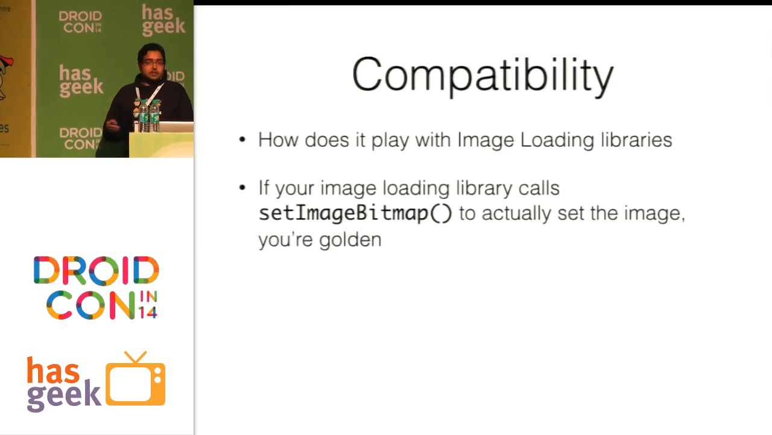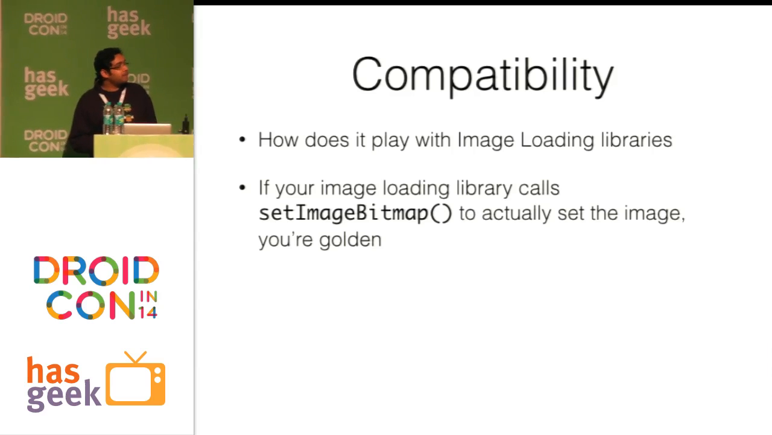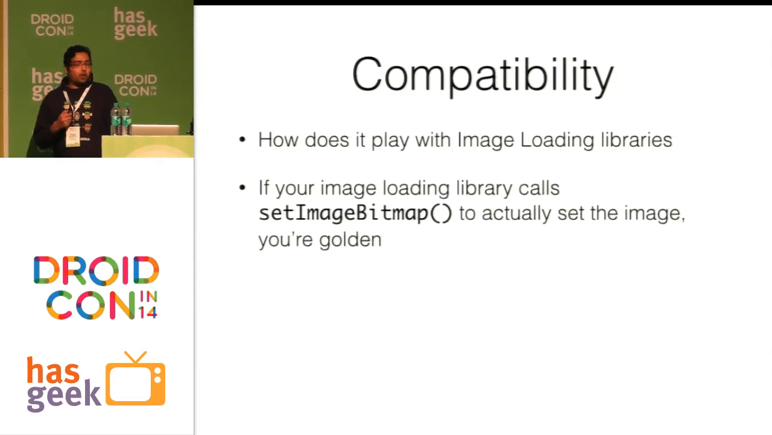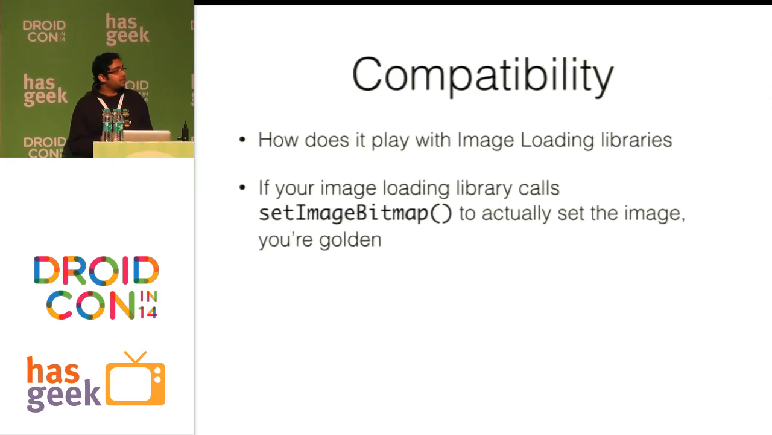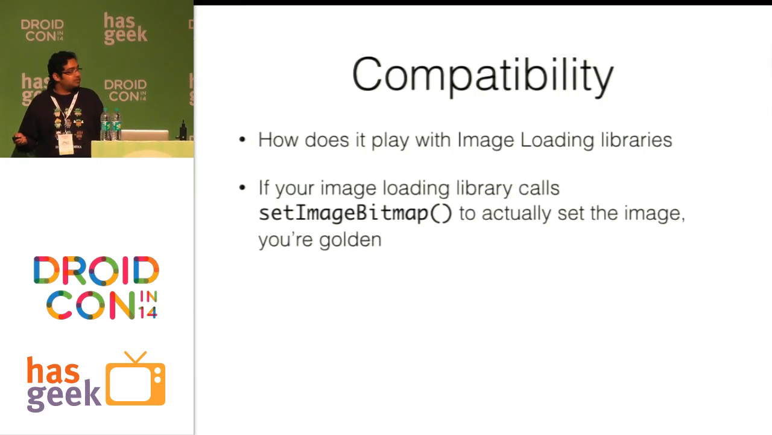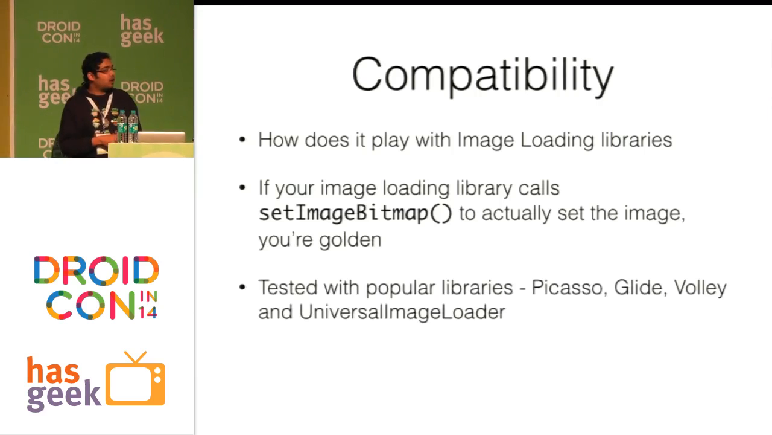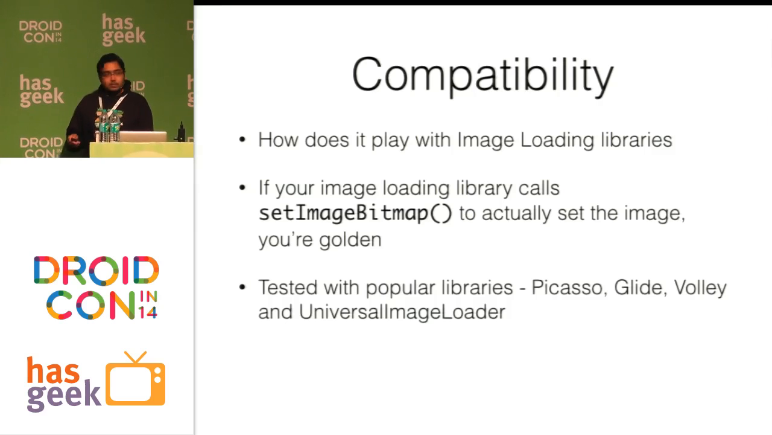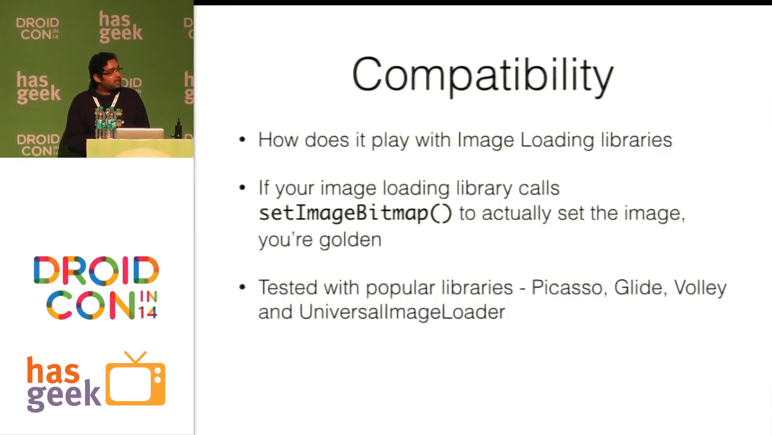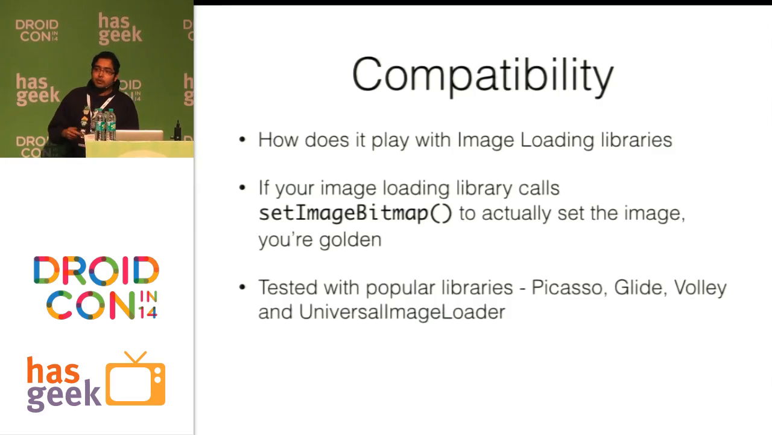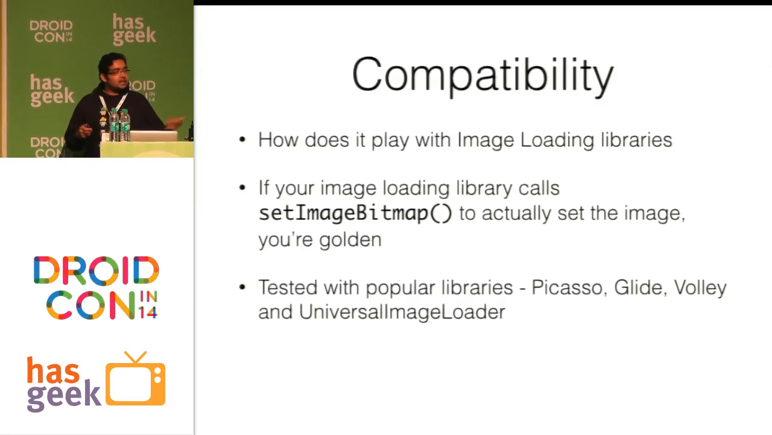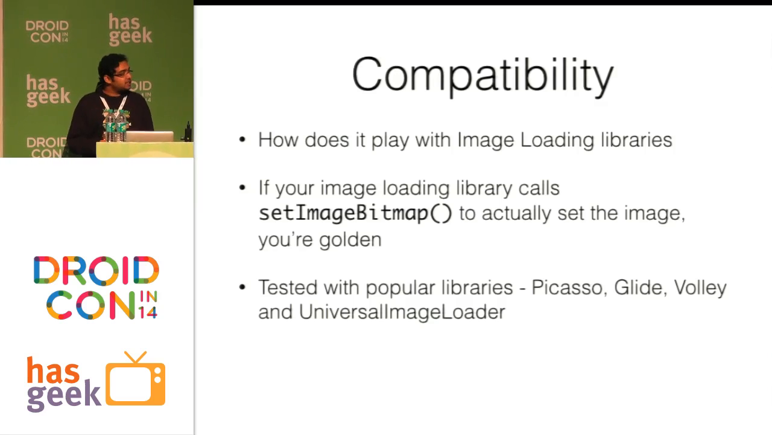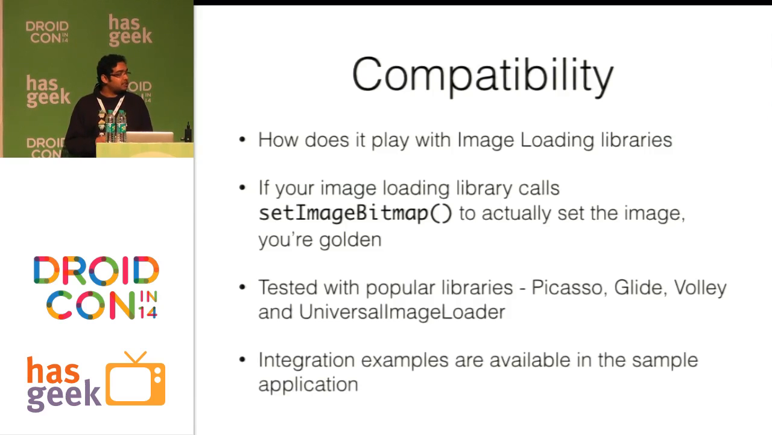If you have your custom framework for doing it, and if it calls set image bitmap, or the set image drawable with a version of a bitmap drawable, it's going to work, no issues. When it comes to the other image loading libraries which you use, the most common ones, Picasso, Glide, Volley, and Nostra's Universal Image Loader, it works pretty well with all of these, except with a slight change based on how you actually make your image loading call. I don't really have the time to talk about how it integrates with all of these right now. But the repository is on GitHub. There's a sample application, and the sample application has integration examples for all of these libraries.